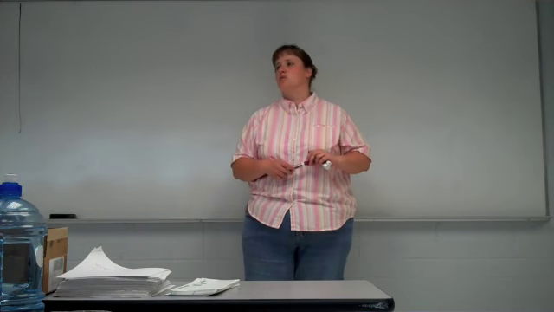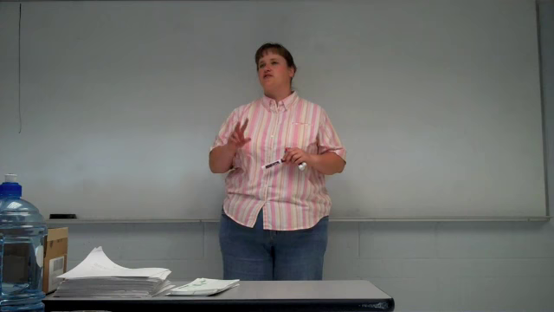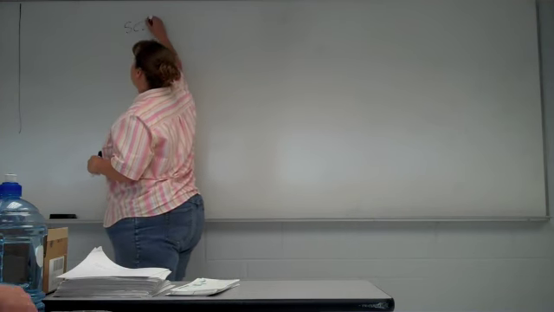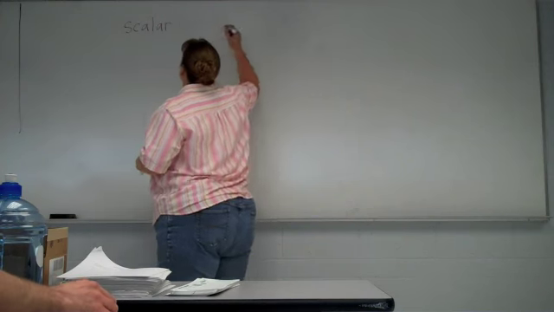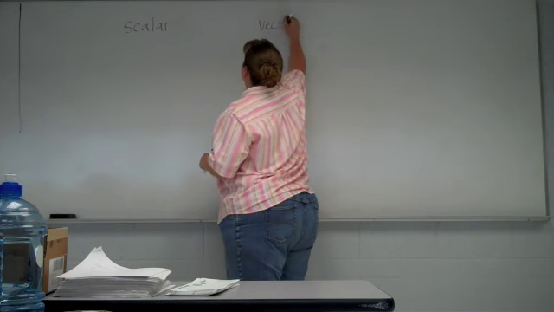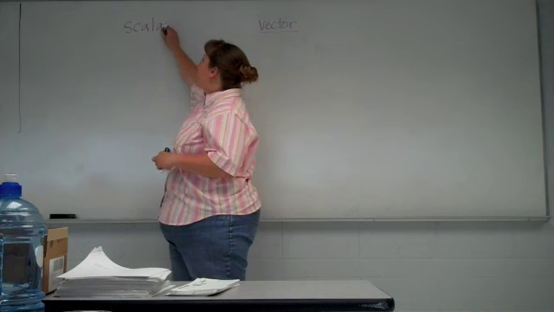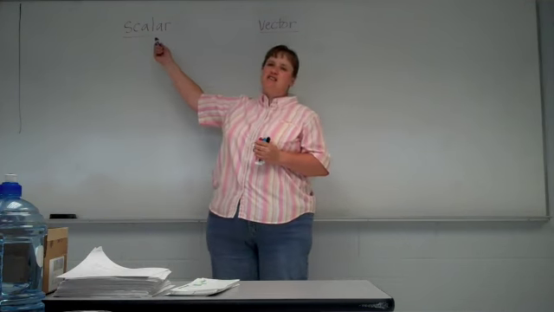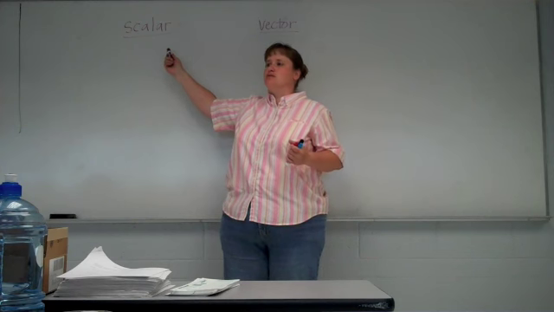When we talk about physics and we talk about motion, we talk about two different quantities. One quantity is a scalar. The other is a vector. The difference between them: a scalar is just a number. It's a magnitude.